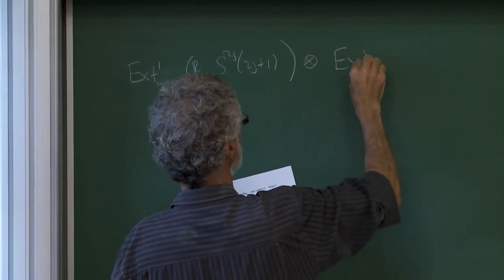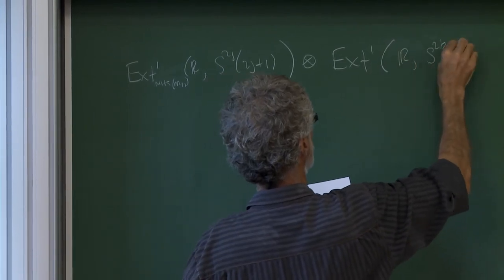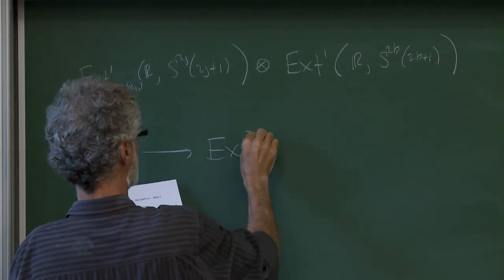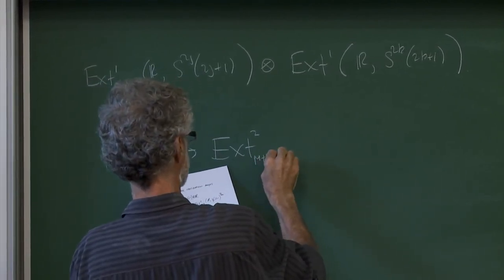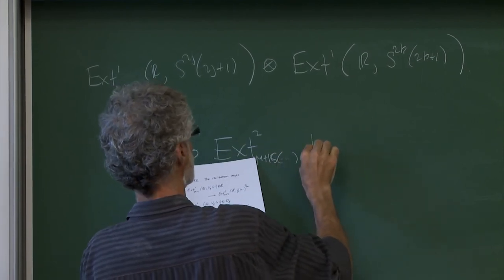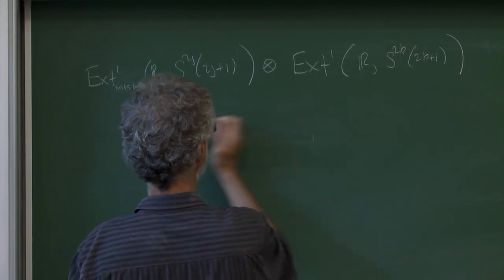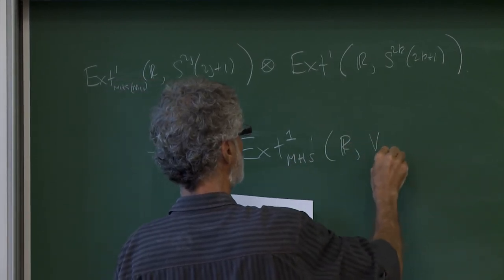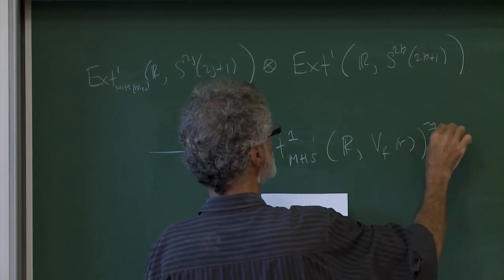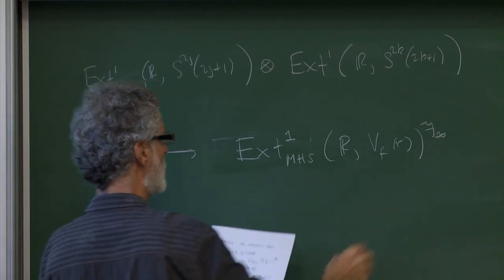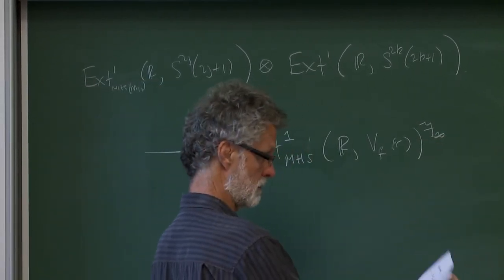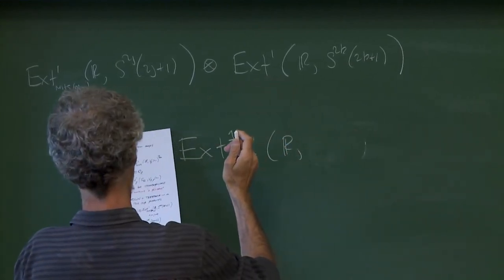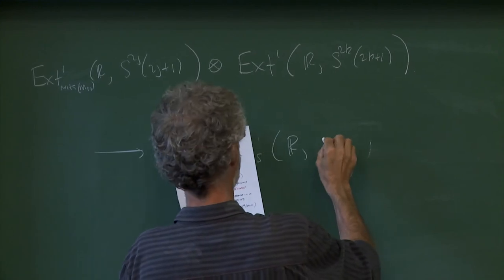And now another guy, an Ext^1, R, S^{2k}. And then this guy is going to go into an Ext^2, variations of mixed Hodge structure. I'll just write the Ext^2 by what I have over there. It's really an Ext^1 in mixed Hodge structures, R by V_f of R. And these generators are Frobenius invariant, so they will land in the Frobenius invariant part. Whoops. I screwed up here. Right, mixed Hodge structure. It's going to be in S^{2j}.